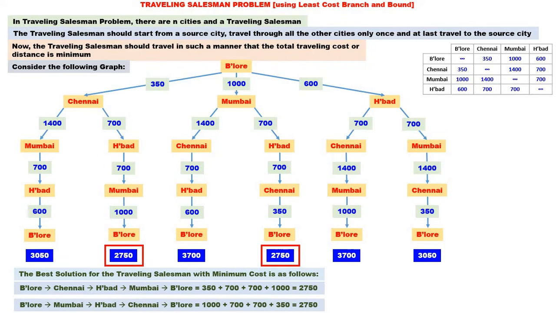Meaning, when there are 4 cities, we had 6 different possibilities. We found the answers for all the 6 different possibilities and found out the minimum among them. So when it is 4 cities, yes, this is fine.